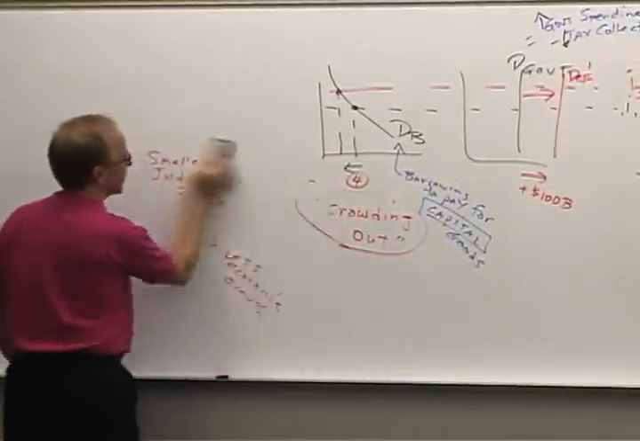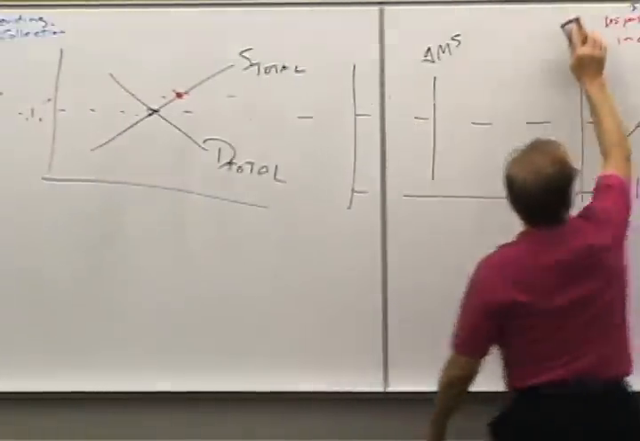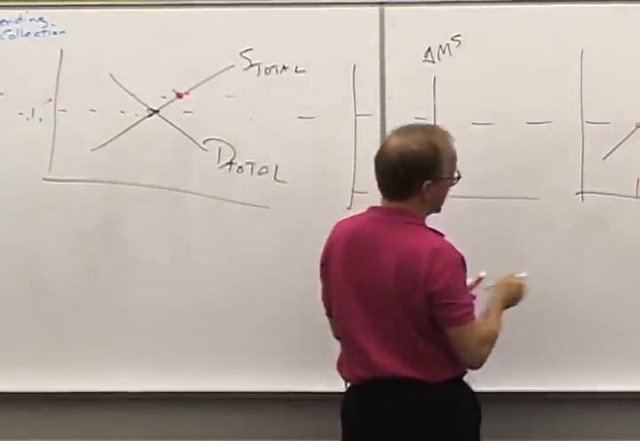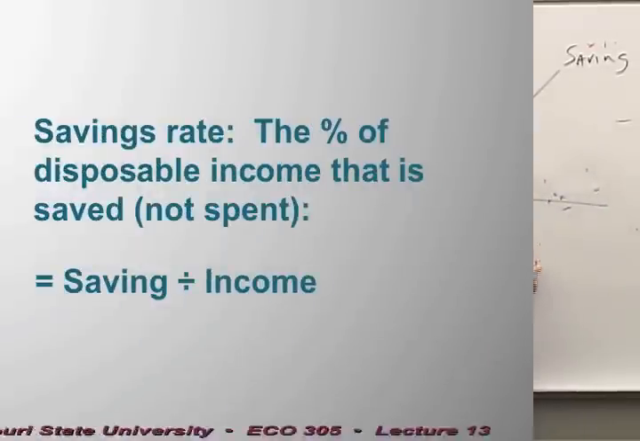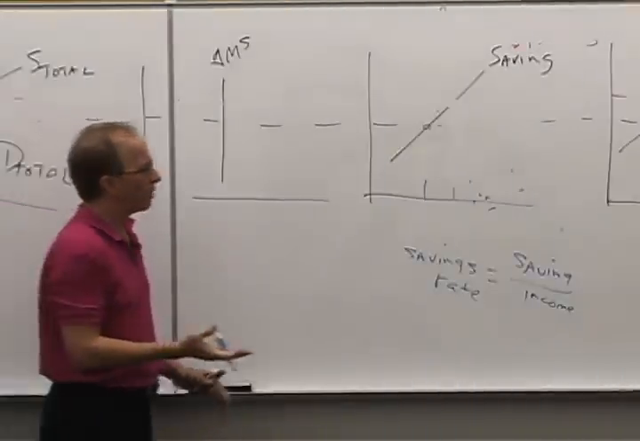Second example, let me erase here, of how this model can be used is an increase in the savings rate. The savings rate, that would be households, and by the savings rate, what we mean is the percent of household income, disposable income, that is saved. Okay, so if there's an increase in the savings rate, and by the way, the savings rate is saving over income, disposable income.